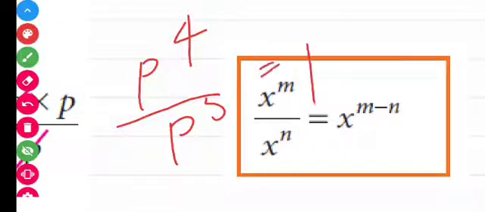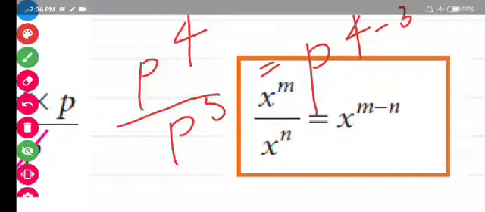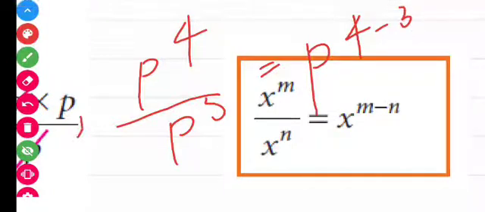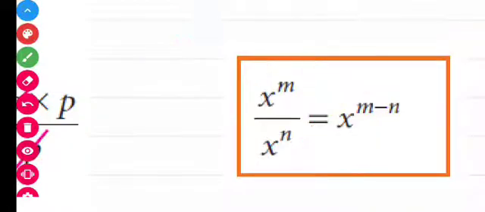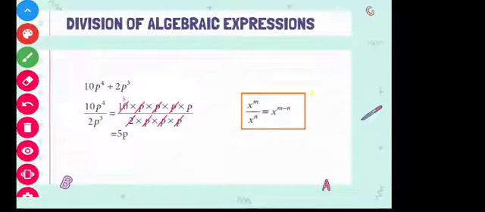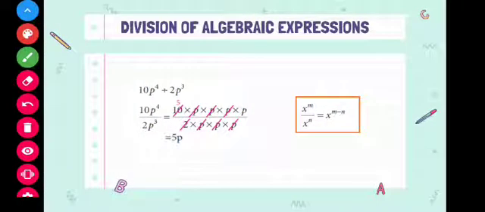This can be written as p power 4 minus 3, okay. So what is 4 minus 3, which is 1, so p power 1. And in the previous step, we divided 10 by 2 and got the answer as 5. So 5p power 1. This is also another way to solve this problem. Whichever way you find easy, you can use this method, okay. So there are two possible ways for solving this problem, understood? So let's get to the next part.